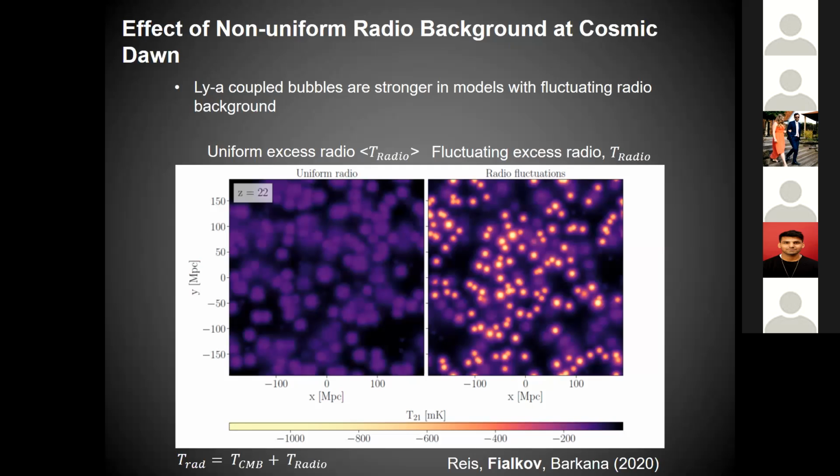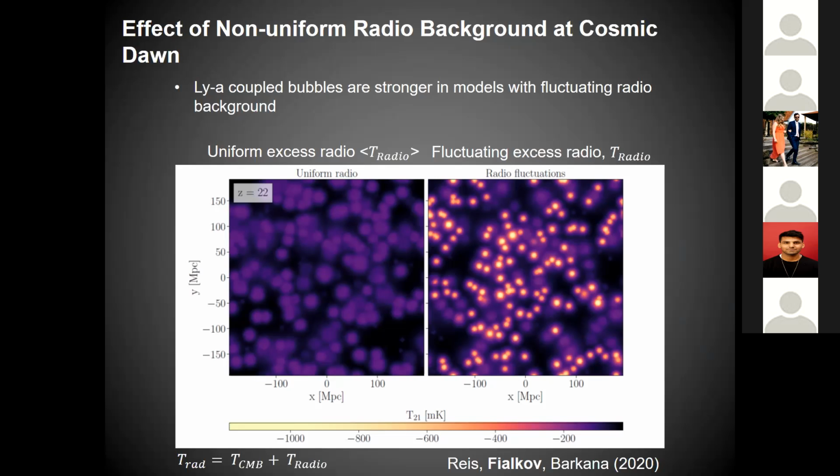These plots are shown at redshift 22, and the color code represents the magnitude of the 21 centimeter signal. So we see that indeed adding extra radio background that is sourced by galaxies imprints stronger Lyman-alpha coupled bubbles around each galaxy. This would be easier to observe by, say, SKA, and yeah, there is more homogeneity and fluctuations in this case.